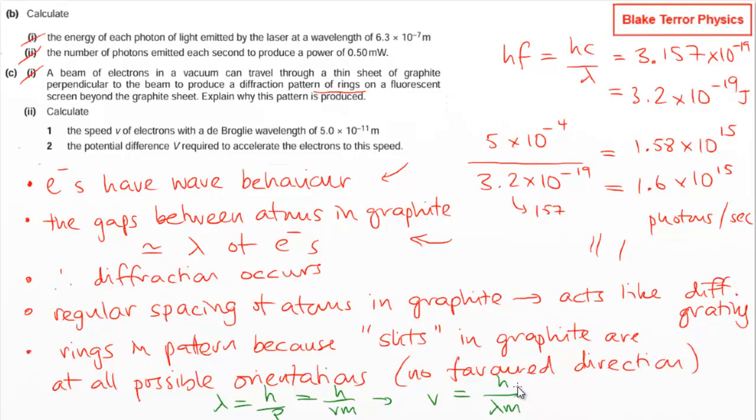So Planck constant 6.63 × 10⁻³⁴. I'll just say this while I'm typing it into the calculator. Then divide by the mass of the electron, 9.11 × 10⁻³¹, and the de Broglie wavelength, which was, where was it, 5 × 10⁻¹¹, which is giving 1.46 × 10⁷ meters per second. So 1.5 × 10⁷ meters per second to two significant figures.